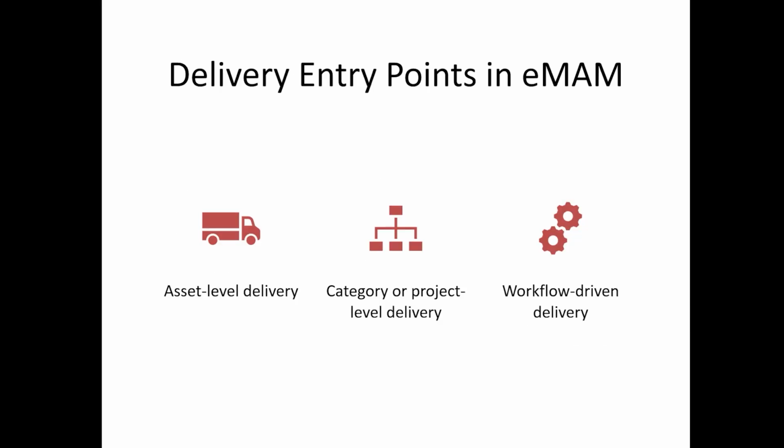In eMAM, delivery can start from different places. Sometimes delivery starts from a single asset. Sometimes it starts from a category or a project level, and in some cases, delivery is triggered automatically by a workflow. Each entry point supports a different business requirement.